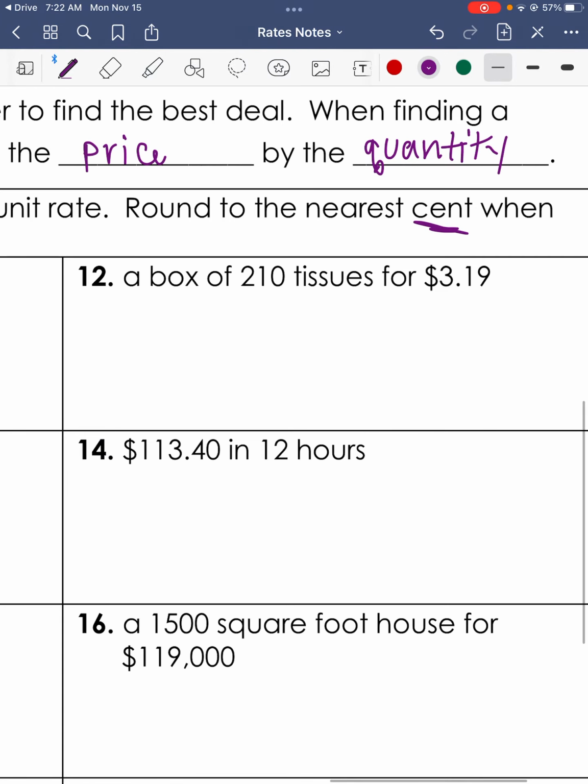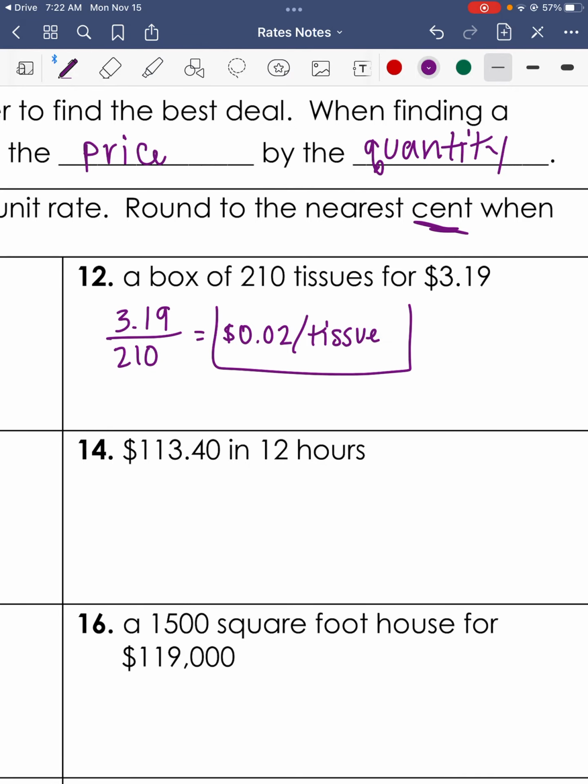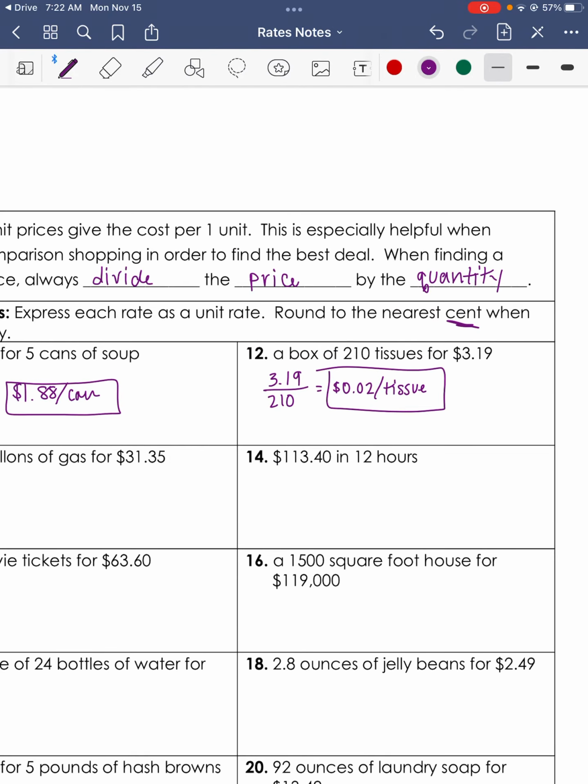Okay, a box of tissues for $3.19. So the price on top, 3.19. It's $3.19 for 1 box, but we must be being asked what is it per tissue. So divided by 210 tissues is equal to $0.02 for 1 tissue, which we know is in cents, it's just 2 cents, but we're going to keep it in dollars there.